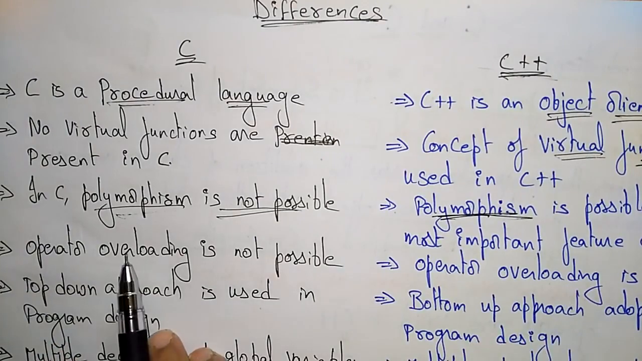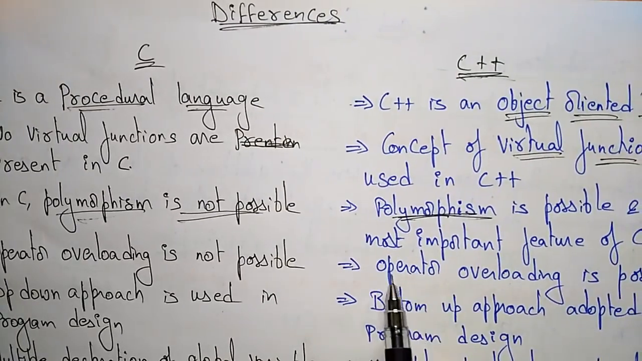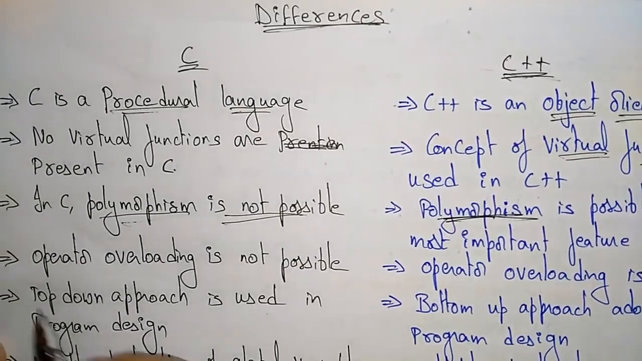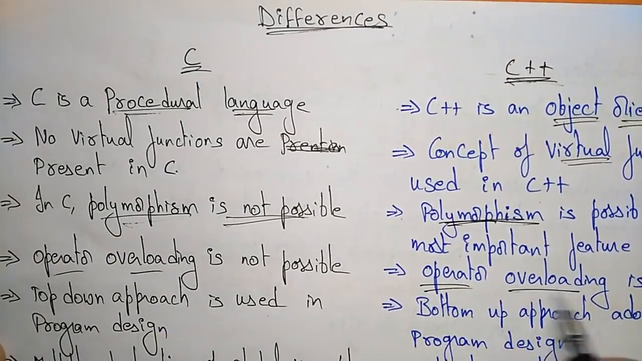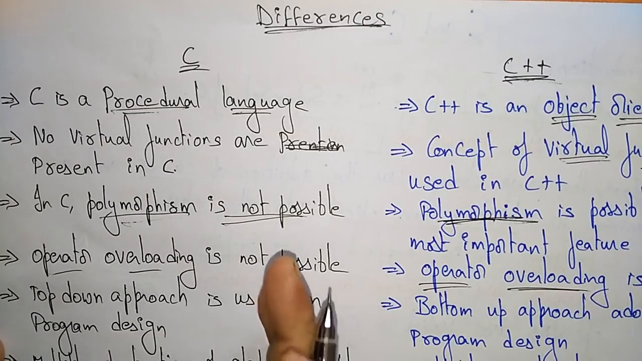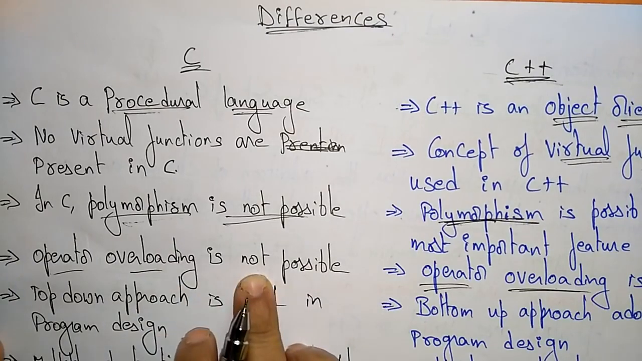Now coming to the next difference. In C, operator overloading is not possible, whereas in C++ operator overloading is possible. What does it mean? Operator overloading means that if you are using one operator, in C that operator is used for only one purpose. So here operator overloading is not possible.